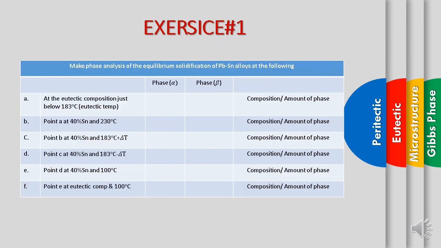In this case, for the exercise: what happens to the phase equilibrium of the Pb-Sn alloy at the specific temperatures selected at A, B, C, D, and E? What are the alpha and beta phases in terms of composition and amount of phase? Maybe you try by yourself to get the values.